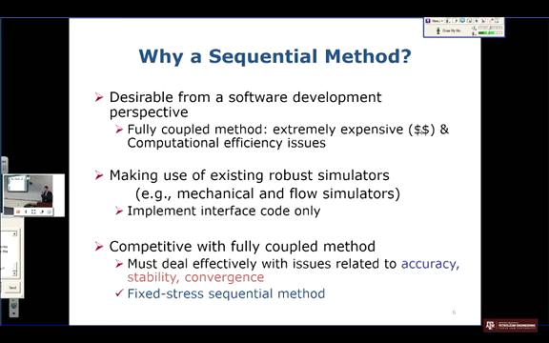But when we use the sequential method, we can make use of the existing robust simulator. Here, what we need to do is to construct interface code only. But when we use the sequential method, there are issues we need to deal with: numerical stability and accuracy. From the recent study, the fixed stress sequential method for coupled flow and geomechanics provides unconditional numerical stability and high accuracy, so we used that sequential scheme.